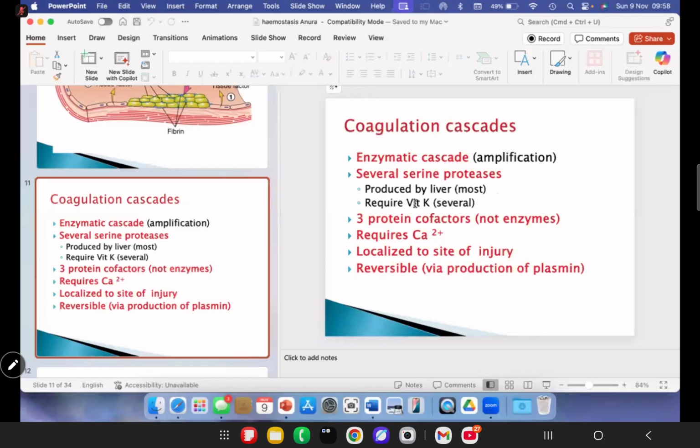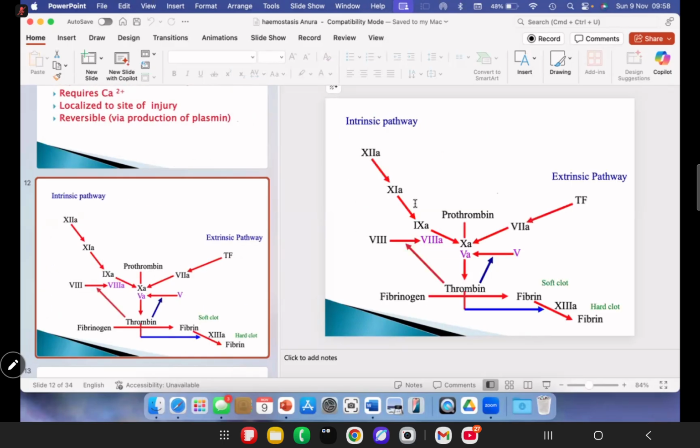Coagulation cascade, these are sometimes MCQs. These are serine protease enzymes. That's a famous MCQ, I think. Right? These are serine proteases. Yes, it's an enzymatic cascade, produced by the liver most of the time, and some are vitamin K dependent. Three protein cofactors, and it requires calcium, localized to the site of injury. Okay, sometimes reversible. Those are related to this.